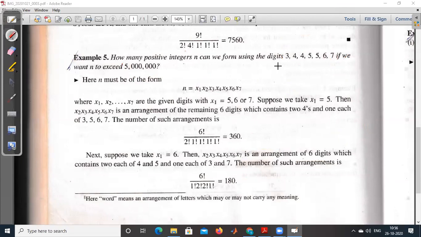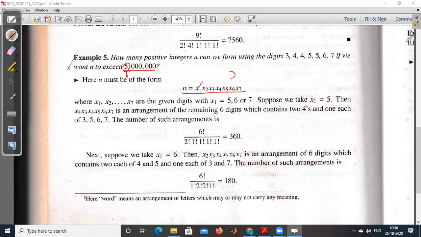Student, how many positive integers n can be formed using the digits 3, 4, 4, 5, 5, 6, 7 if we want n to exceed 50 lakhs? So how many digits are there? Total 7 digits are there. So n wants to exceed 50 lakhs, so the first digit should be greater than or equal to 5. That means n is represented by x1, x2 up to x7.